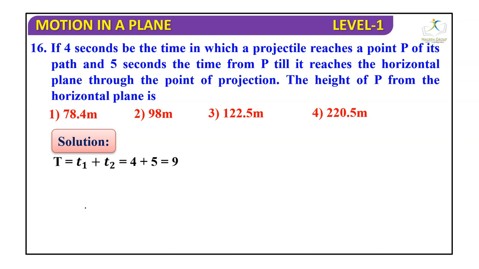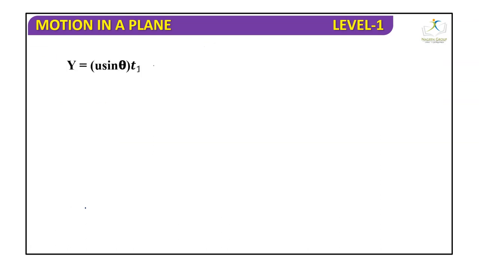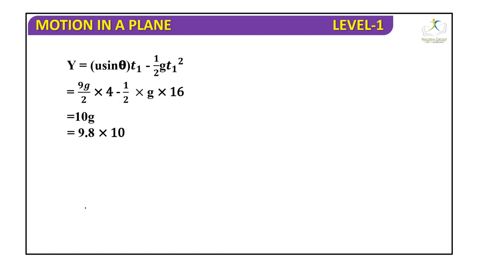Solution, we have capital T is equal to T1 plus T2, which is 4 plus 5 equals 9. So 2u sin theta by g is equal to 9. U sin theta is equal to 9g by 2. Y is equal to u sin theta T1 minus half g T1 square, which is equal to 9g by 2 into 4 minus half g into 16, which is equal to 10g. After putting the value of g, it comes to 98 meter. According to this, option 2 is correct.